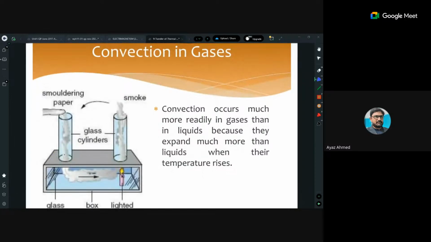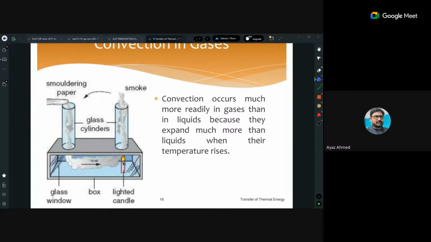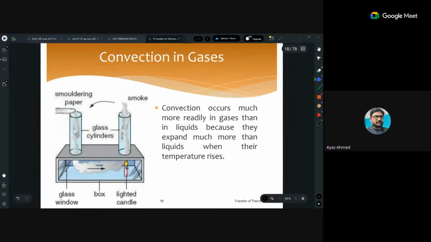Then convection in gases is observed. This is the evidence. Sometimes there is a question in the past paper to design an experiment or draw a diagram which shows the convection current in gases. So convection current in gases can be represented by this small experiment. You are supposed to put 2 funnels and 1 box. The glass window means you are going to see the movement of the molecules, and then you put smoke paper here, just a paper with smoke, and through this funnel, the main key is here. There is a heating source.